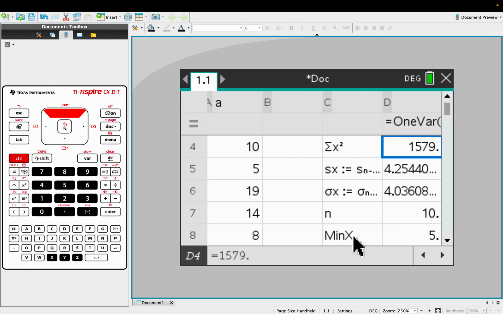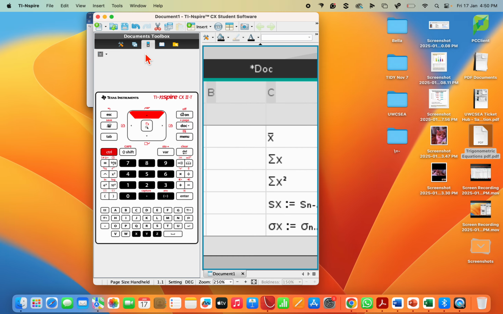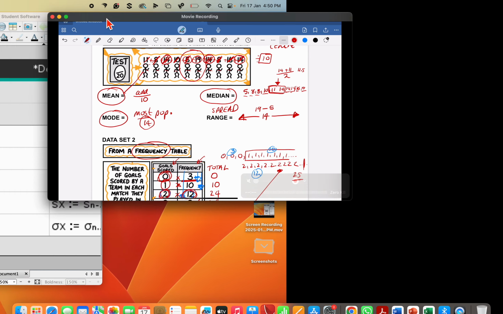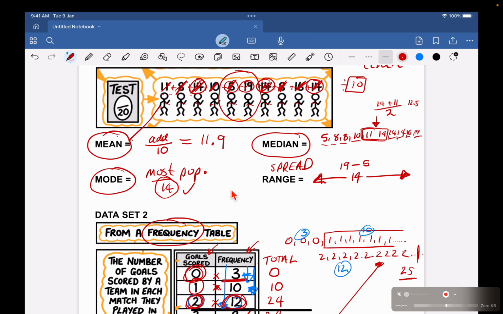I'm just going to go and transfer this 11.9 across. Okay, so the mean was equal to 11.9. All right, and look, the mode was 14. We didn't get that from the calculator. We'd still have to do that by hand. The median we said was 12.5. Look, that was correct from the calculator. And then the spread, the range, is 19 minus 5. We can see what that was from the calculator.